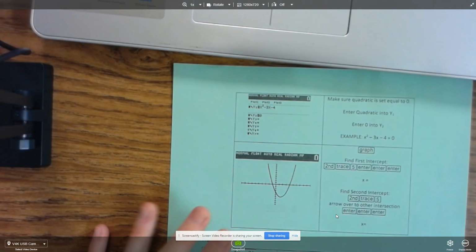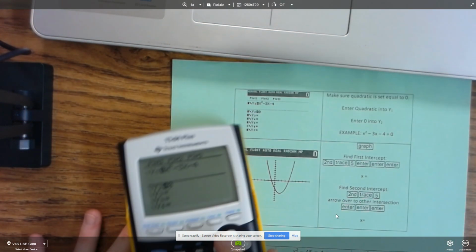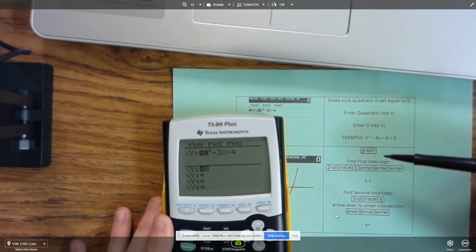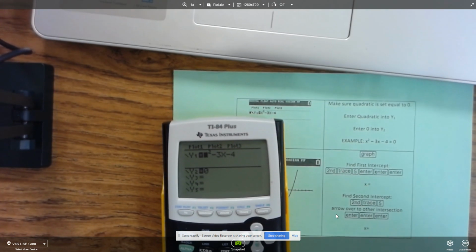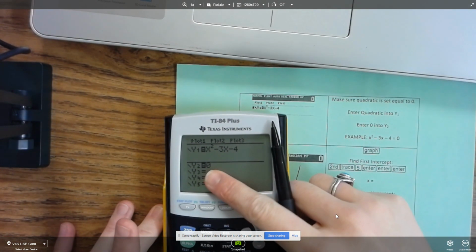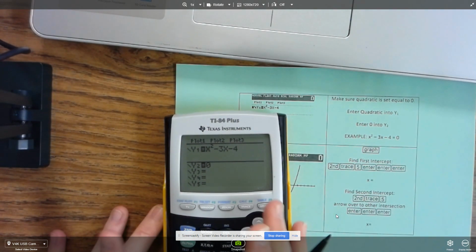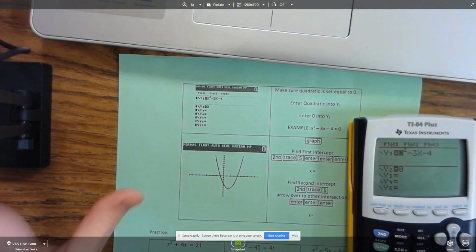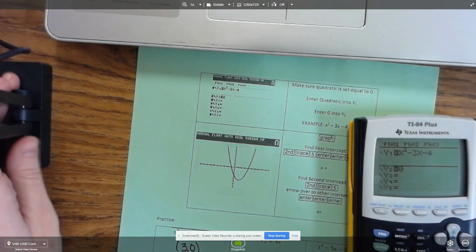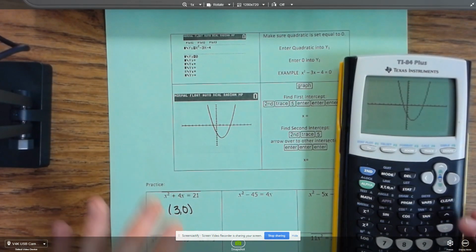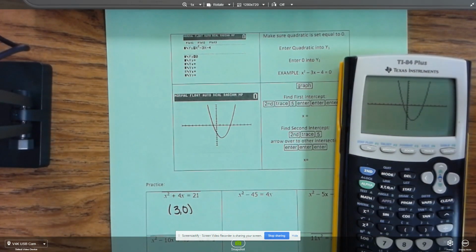So how we're going to do this, in your calculator, you're going to enter the quadratic into y1. And then you have to set the quadratic equal to 0. So it will only work if you set it equal to 0. And so once you graph this, you can see your parabola.